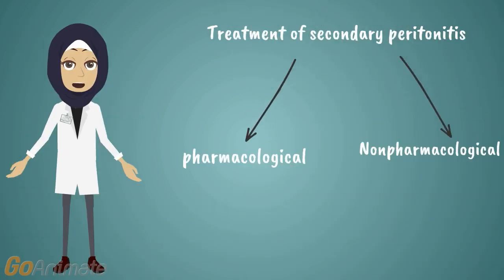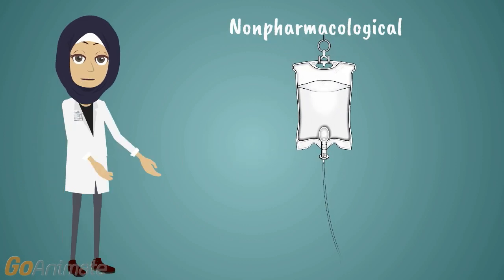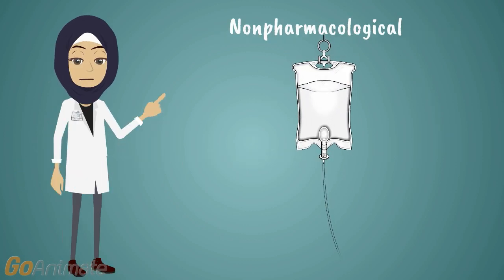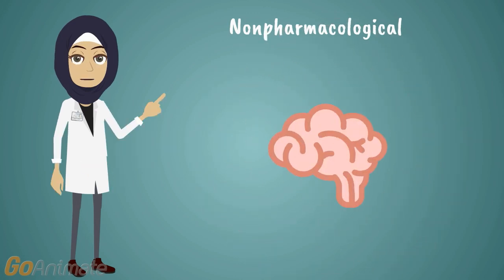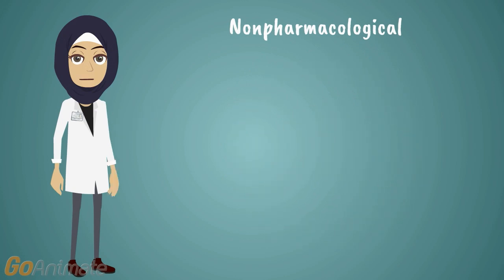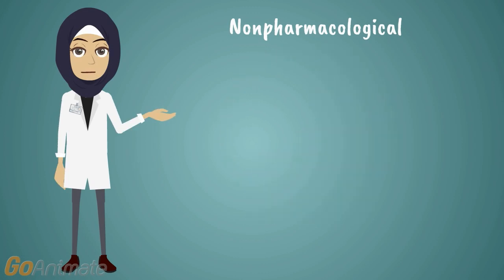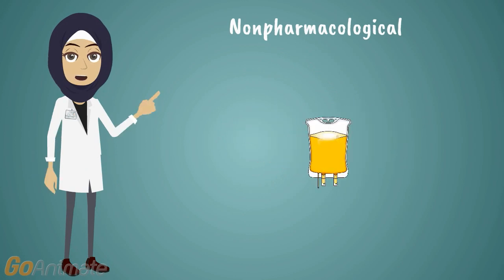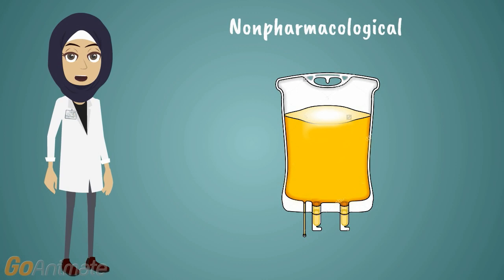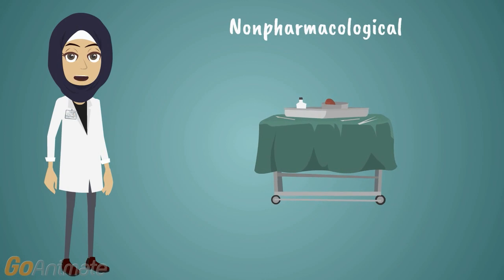Well, the treatment of the secondary peritonitis is divided into two types: pharmacological and non-pharmacological treatment. First of all, for non-pharmacological treatment, we should use fluid repletion to correct dehydration and maintain adequate cardiac output, tissue perfusion, and correction of acidosis. And in patients with significant blood loss, blood transfusion should be done. We also should use painkillers to manage pain, and use enteral or parenteral nutrition to improve the immune function and wound healing. And I should also mention that it can be treated by surgery as well.